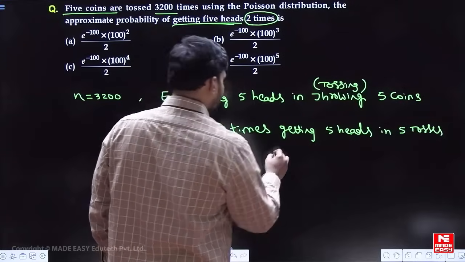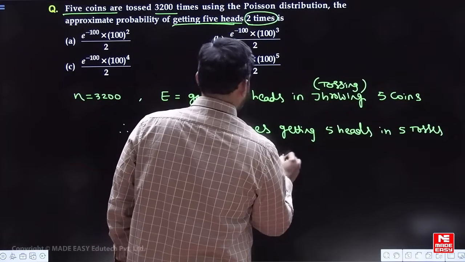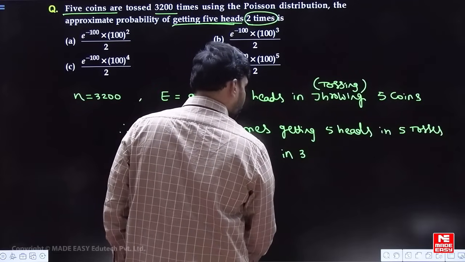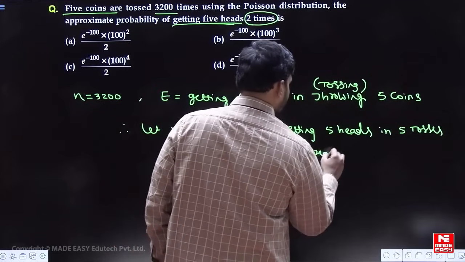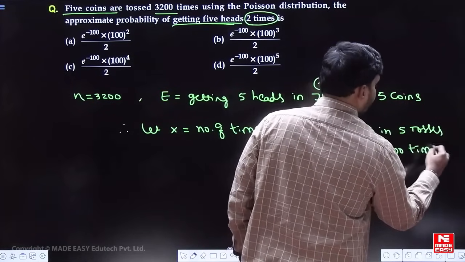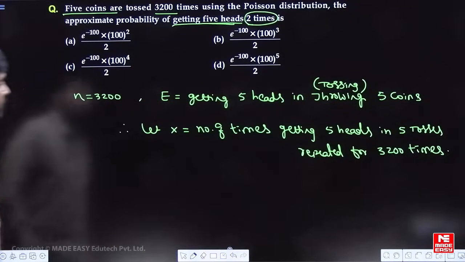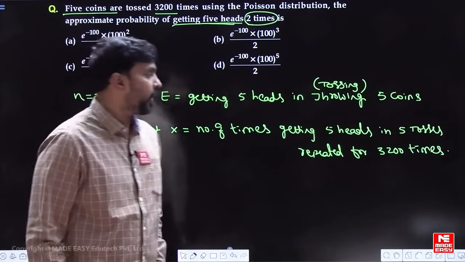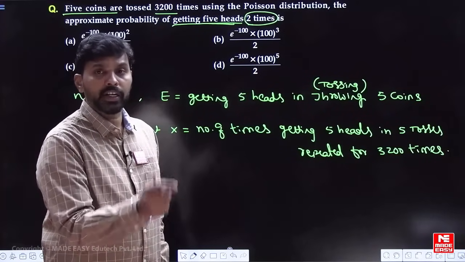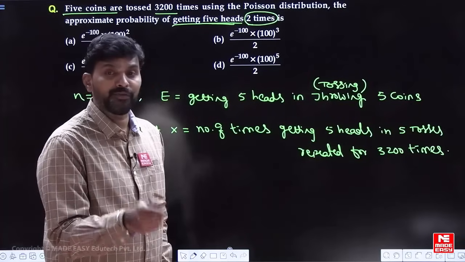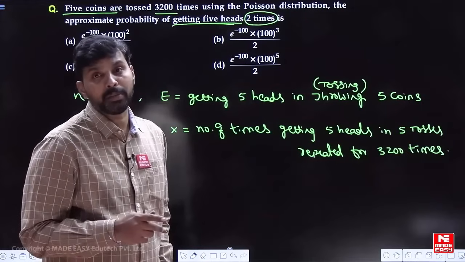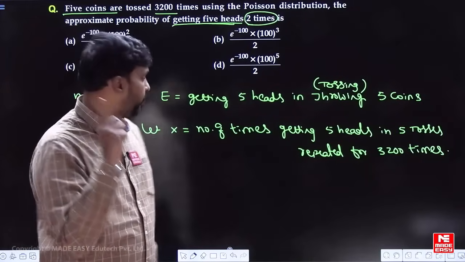In 5 tosses, repeated for 3,200 times here. Okay, so like this. X is the number of times getting 5 heads in 5 tosses. Chalo beta, I have a coin and I am tossing 5 coins, and I should get the number of times of getting 5 heads. तो कितने बार होता है बेटा? एक बार होता है, right or not?